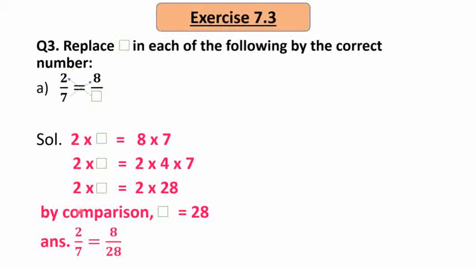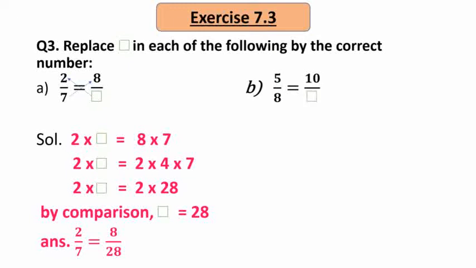Now when we compare both the sides, by comparison the box is equal to 28. The value of this box is equal to 28. You can see here is also 2, here is also 2, then the multiplication sign is there both ways, and here is a box and here is 28. So the equal sign shows that the left hand side is equal to the right hand side. So the box value will be equal to 28, then only both the sides will come equal. So we got the answer as 2 by 7 equal to 8 by 28.